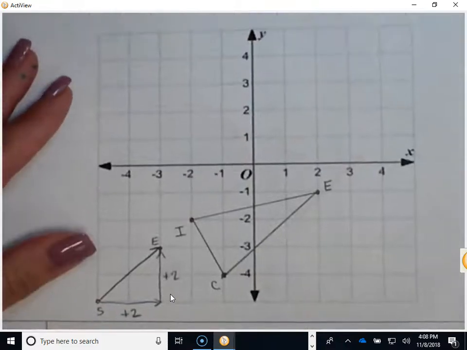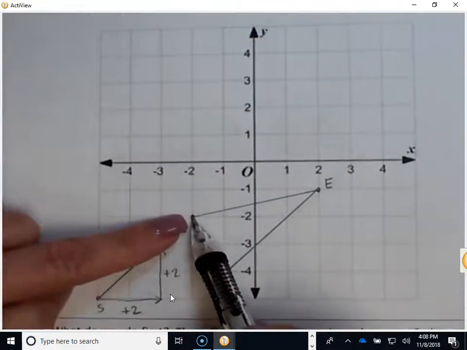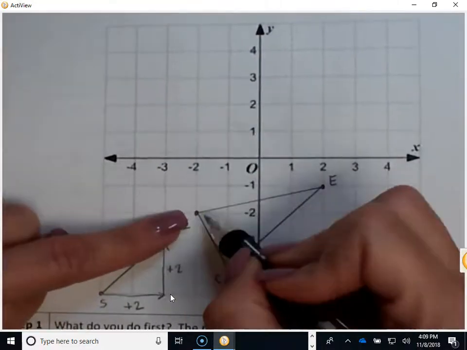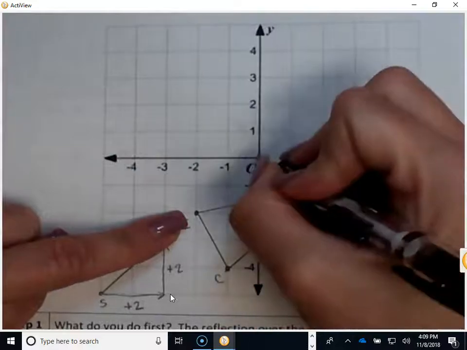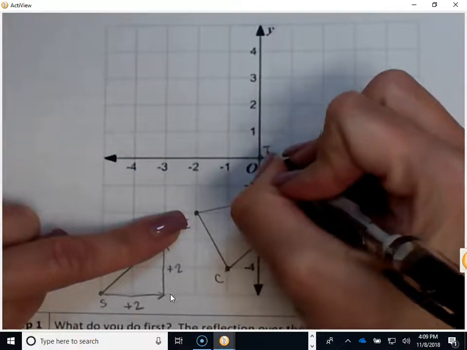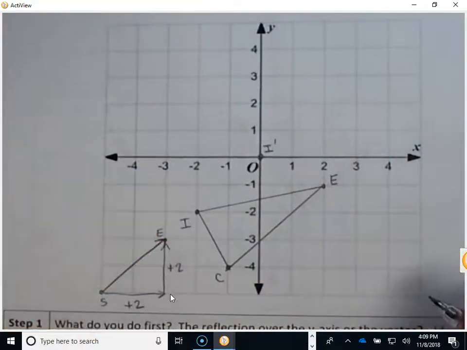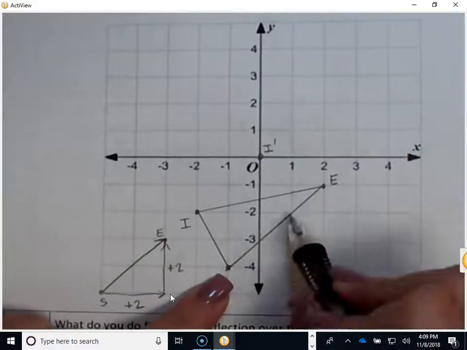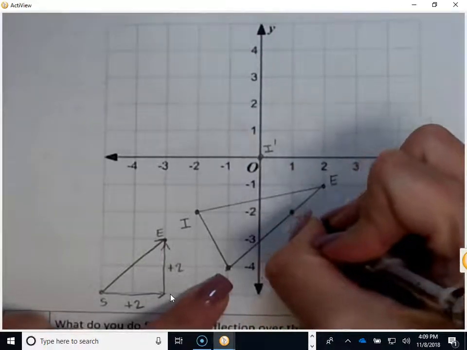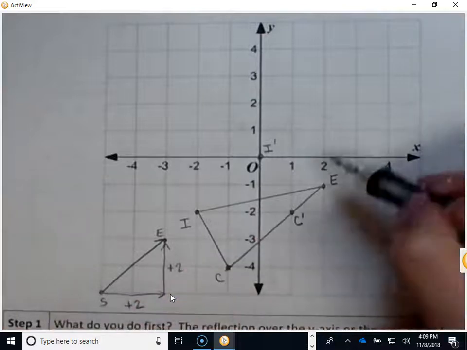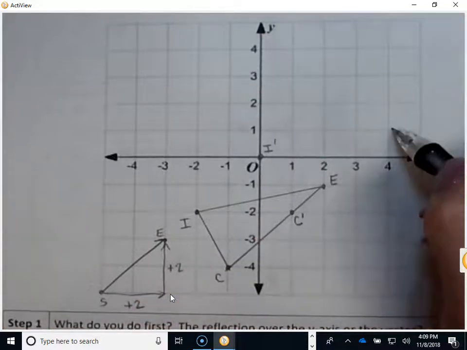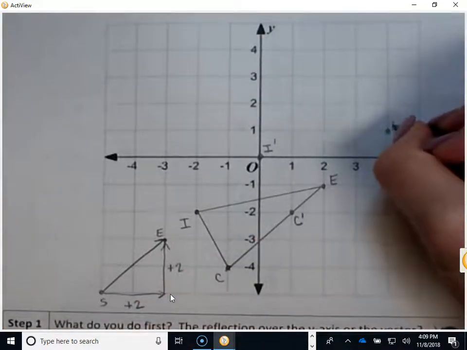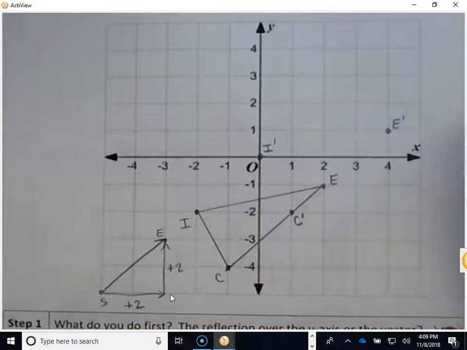So +2, +2 means each one of these points goes to the right 2, up 2. So I to the right 2, up 2 lands here. For now we're calling it I prime because we're still going to do a reflection across the y-axis next. For C, going to the right 2, up 2 lands it here. So that's going to be C prime. And then for E, to the right 2, up 2 means we land up here. So that'll be our E prime.